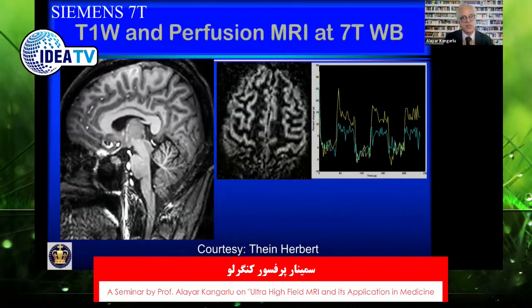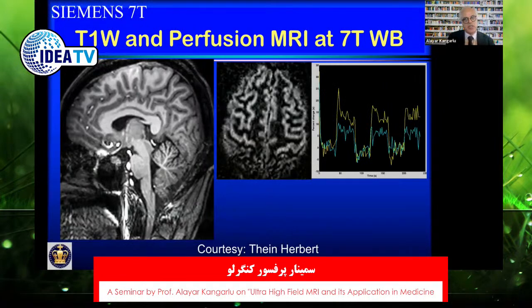This is a T1 weighted image acquired by a Siemens 7 Tesla. As I told you, all three manufacturers started working on these ultra high field scanners, and all three offer wide bore MRI scanners operating at 7 Tesla. This is a perfusion image from a 7 Tesla scanner, and you can see that you can produce images that are exquisite in terms of T1 weighted gray matter, white matter contrast, and in terms of the signal to noise of perfusion imaging.